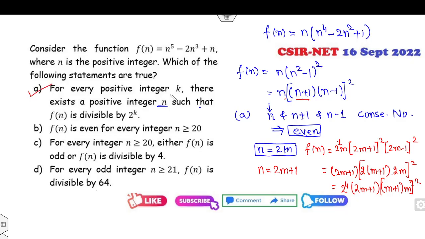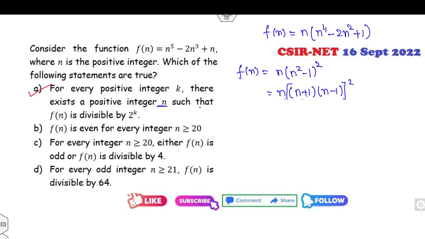f(n) is an even number for every n greater than or equal to 20. I think that's not true. For every n greater than 20, let's choose n as 20. Then this will be the product of 20, 21, and 19 squared. Is it an even number? Yes, it's an even number.